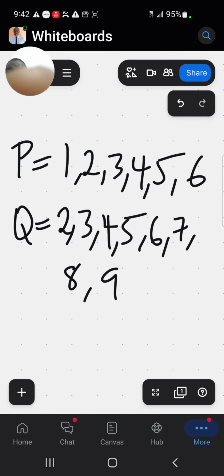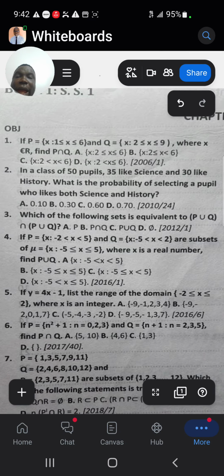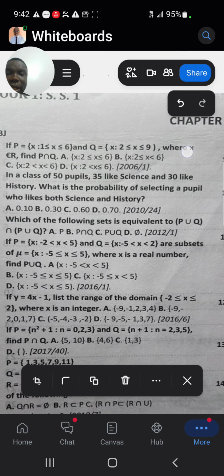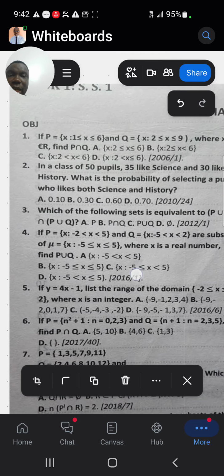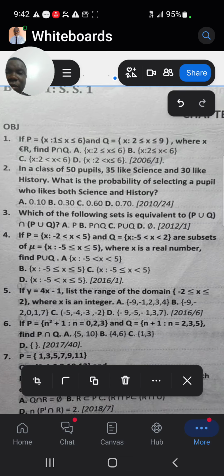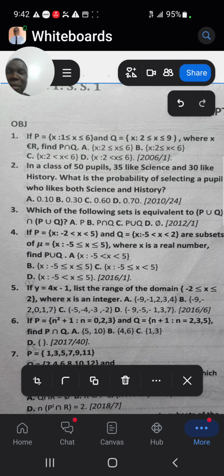So let's go back to the question. Now it says where X is a member of R. That R represents real numbers. That means the values of X are real numbers.